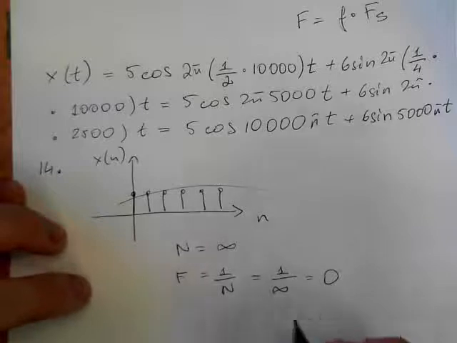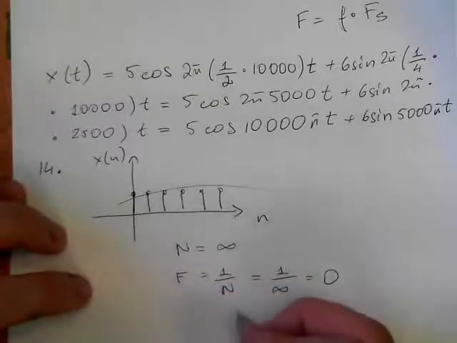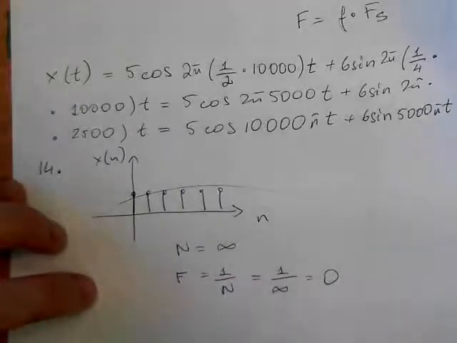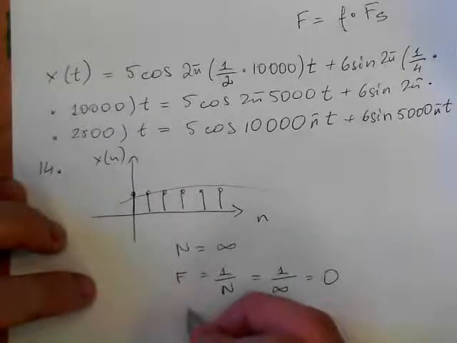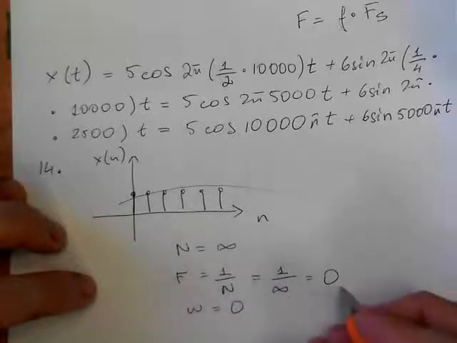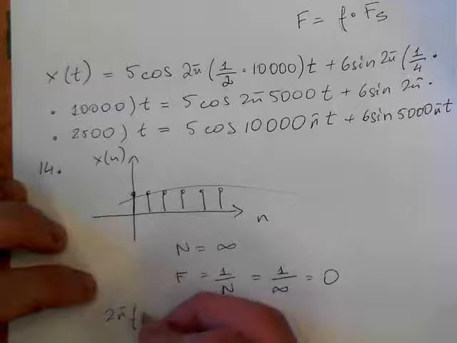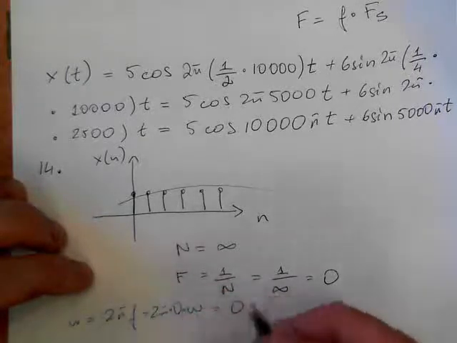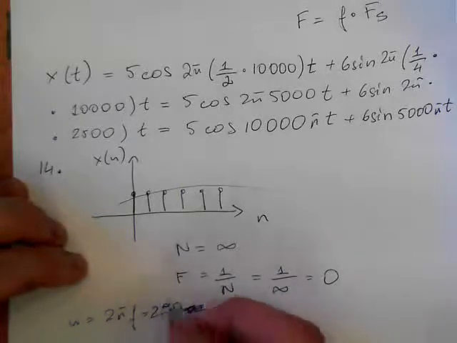But also recall from aliasing that you can add, if you have also omega is 0, because 2 pi omega is 2 pi f, so 2 pi times 0, it results to omega that is 0.